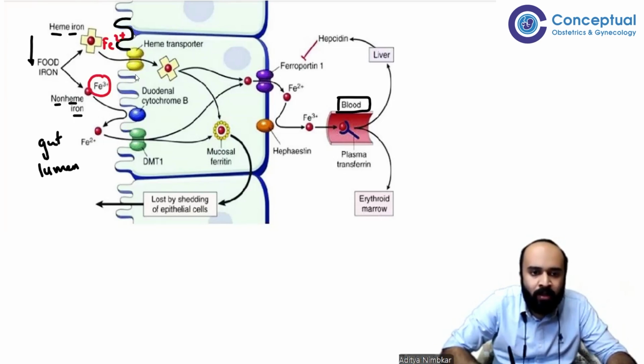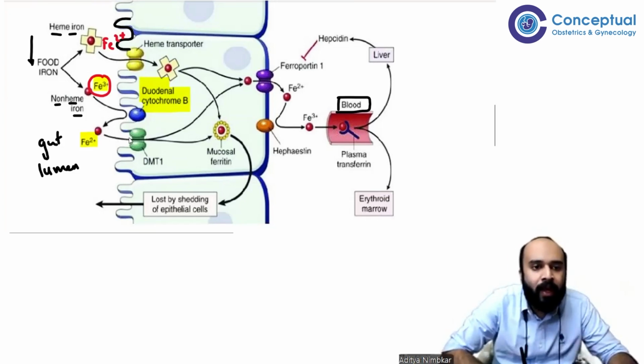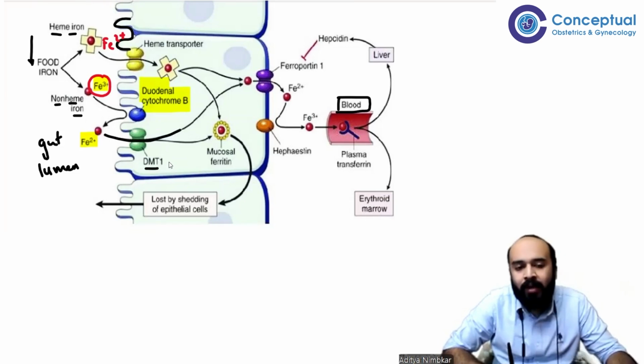a duodenal cytochrome B. It requires cytochrome B for it to be converted to Fe2+. जो Fe3+ था उसको Fe2+ बनने के लिए duodenal cytochrome B लगता है. And when this conversion is done is when this can be absorbed inside. This absorption is done by divalent metal transporter.